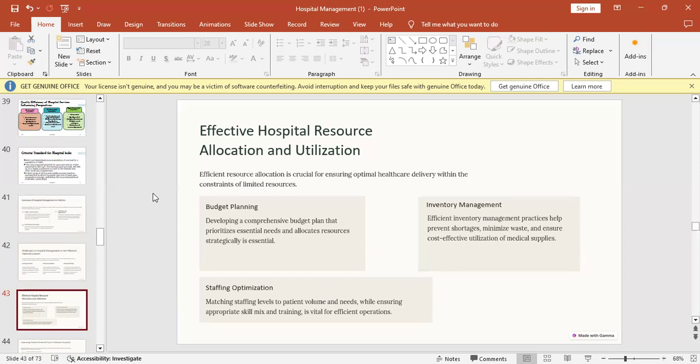In inventory management, efficient inventory management practices help prevent shortages, minimize waste, and ensure cost-effective utilization of medical supplies. In staffing optimization, matching staffing levels to patient volume and needs while ensuring appropriate skill mix and training is vital for efficient operations.